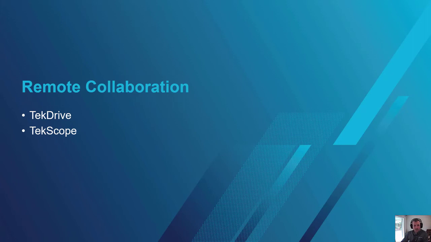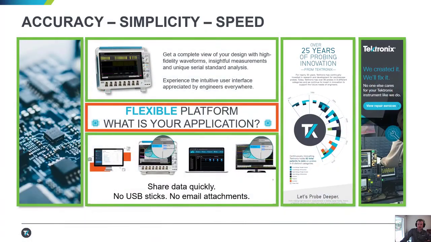So, in closing, we wanted to do a quick refresher. What did we talk about? We talked about your applications. We talked about the 5 Series B MSO. We briefly touched on the probes, right? 25 years of probing innovation so that there's a current probe, a differential probe, or an optically isolated probe that's been optimized for your application and your measurements.